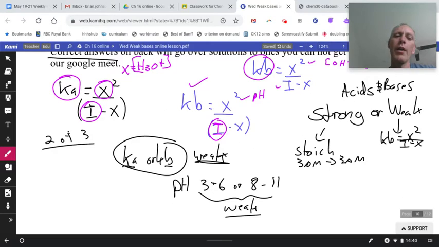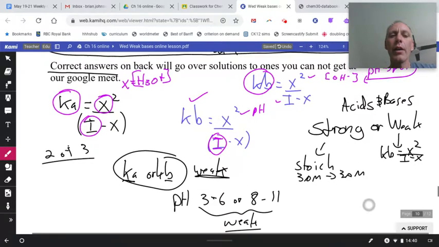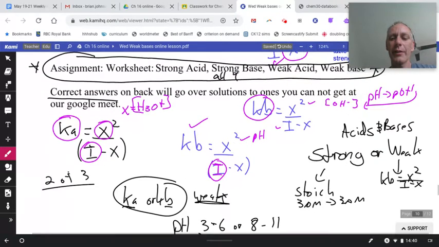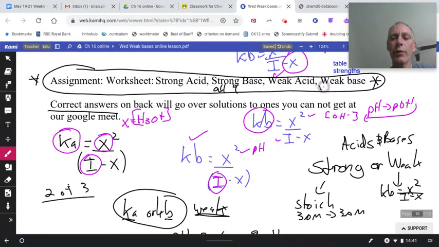So a lot of talking. When you start those questions, first thing you ask yourself, is it strong or weak? Is it acid or base? And then that tells you where to go from there. You may struggle a little bit on this assignment. It's one of the more challenging of the course, without a doubt. This is where you put it all together. Impress yourself. Go for it.